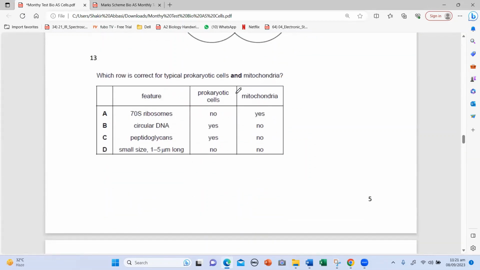Question 13 says prokaryote and mitochondria. So which row is correct for both?